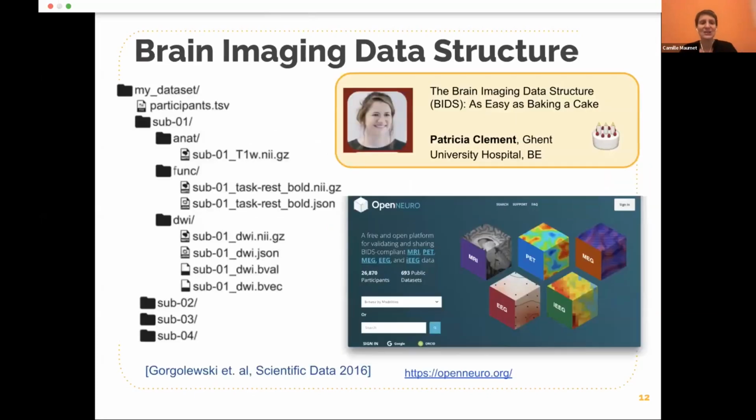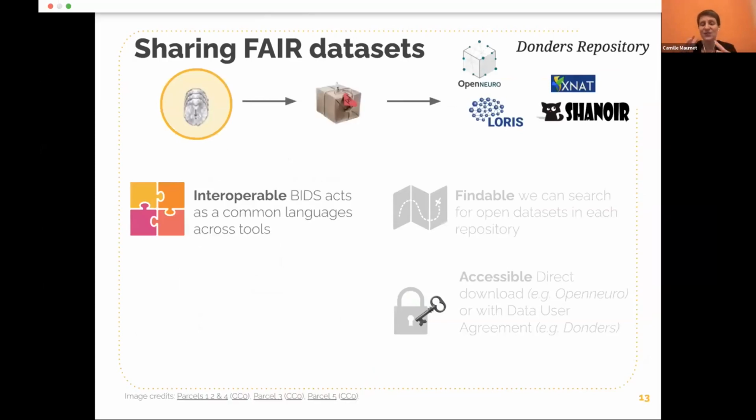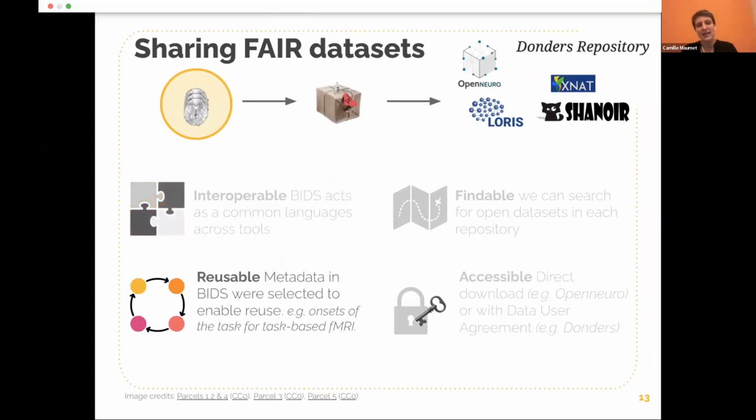And in the brain imaging community, we are lucky to have BIDS. But I won't give much information about BIDS because Patricia will be speaking about this just after in her talk. But very shortly, the idea of BIDS is to provide conventions for file naming, folder naming, and metadata files about a brain imaging experiment. And so here, we have our package, so BIDS acts as a common language that can be used between different tools.